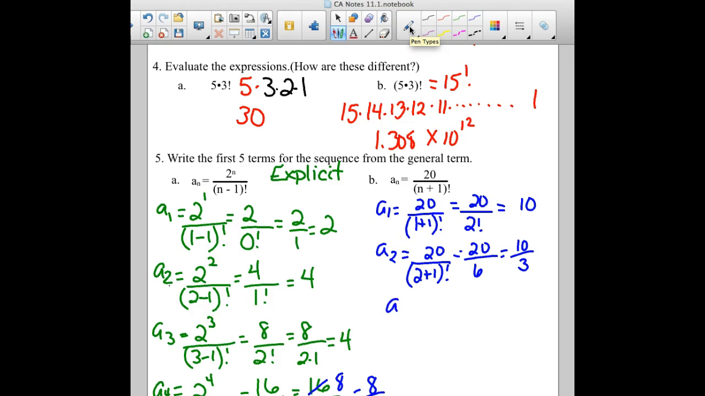All right, a sub 3, we have 20 divided by 3 plus 1 quantity factorial. So 20 divided by 4 factorial, we said 4 factorial was 24. 20 divided by 24 reduces to 5/6.